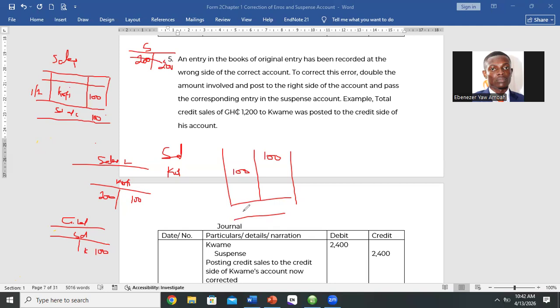So anytime you read an error and you do the analysis and you see that when they were posting from the day book to the account, they put it at the wrong side, this is how you analyze to correct it. So here in correcting, we are going to debit Kofi 100 and credit sales. We are going to debit Kofi 200 and credit suspense 200. Okay.